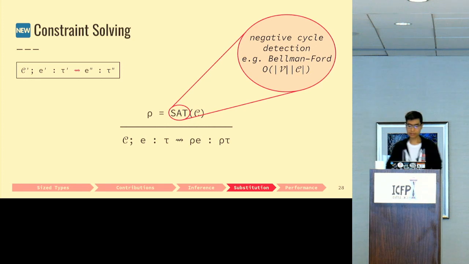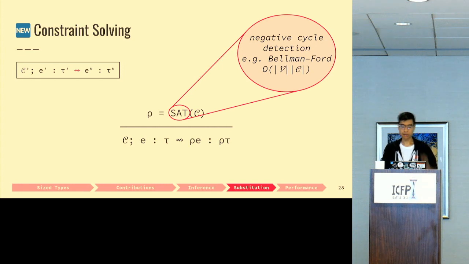Because the size algebra of this and most past work is simple enough that the constraints are all difference constraints, a set of such constraints can be represented as a weighted directed graph. And checking satisfiability can then be implemented as negative cycle detection, such as using the Bellman-Ford algorithm, whose complexity is O of V times C, where V is the number of size variables and C is the number of size constraints. And this specifically is how we've implemented it.